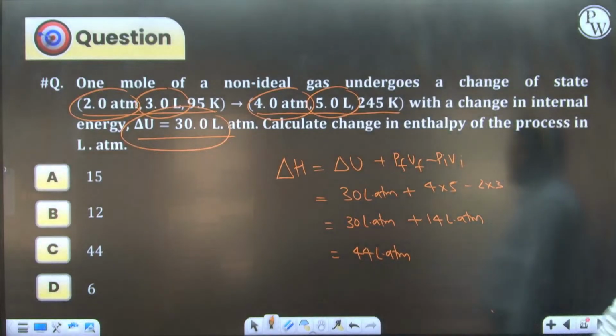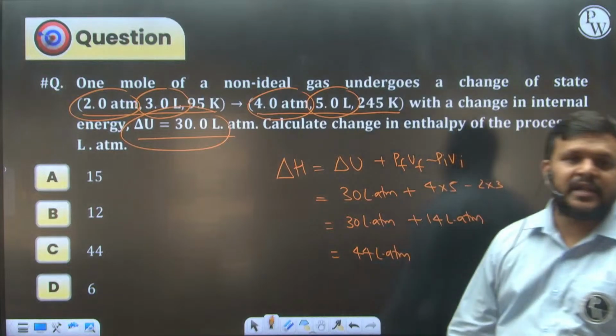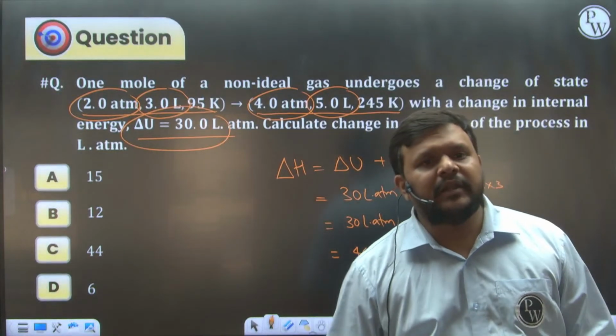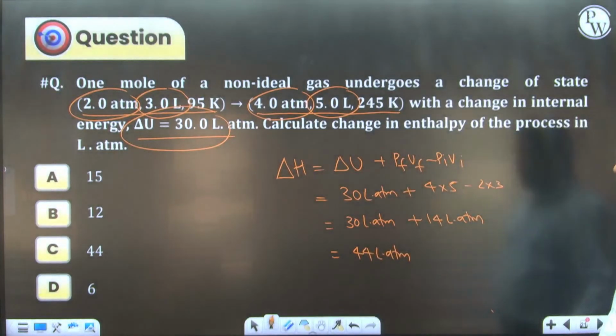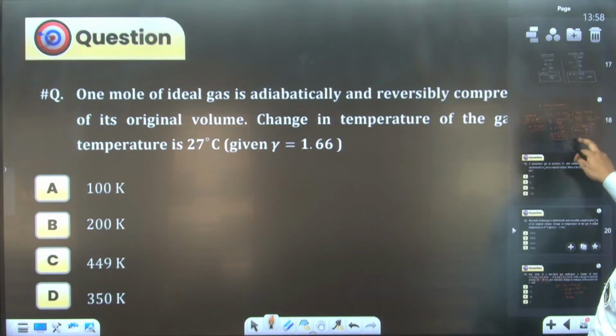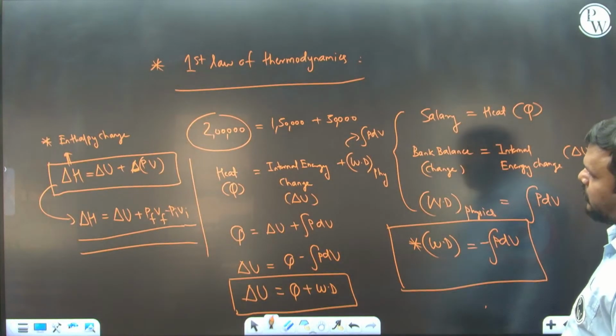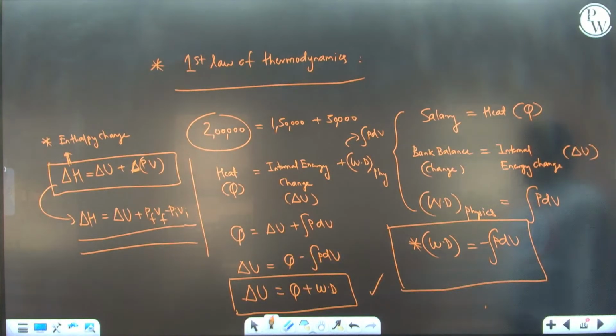So you can see two equations are very important for us. One is this, which relates enthalpy change and internal energy change, and one more, that is our basic equation which we were talking about, that is delta U is equal to Q plus work done. Okay.